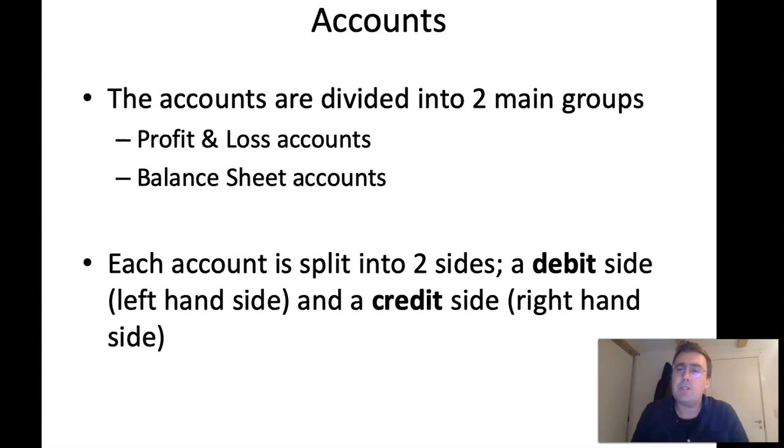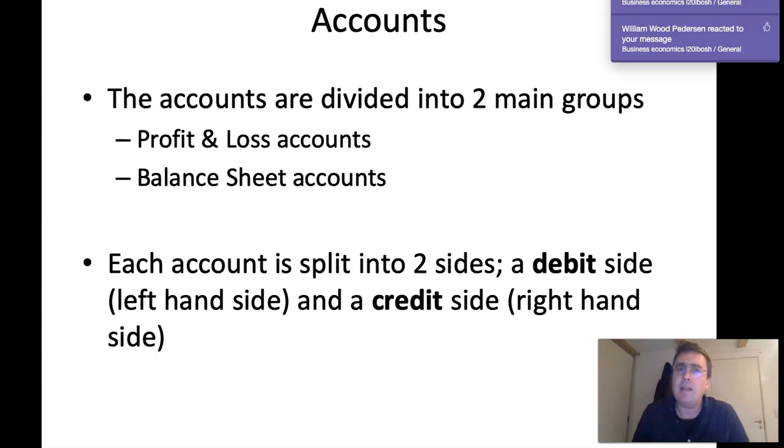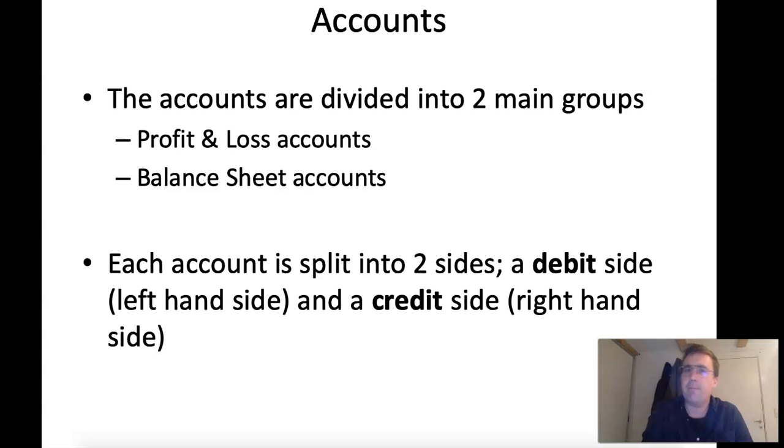And to start off, the accounts are divided into two main groups, the profit and loss account and the balance sheet account. Each account is split into two sides, a debit side, which is on the left side, and a credit side, which is on the right side.